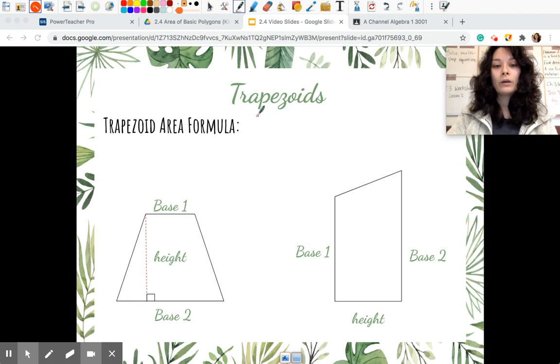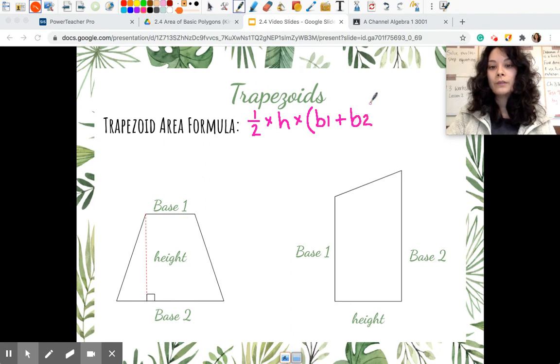So the trapezoid area formula is going to look like this. We're going to start by doing 1/2 times the height times, and then write it exactly how I'm about to write it. Open parentheses, base 1. So we have two bases. We have a base 1 and a base 2, plus base 2, close parentheses. So what we're going to have to actually do here is we first have to find the sum of the two bases, in other words, add them together, and then multiply with 1/2 times height.